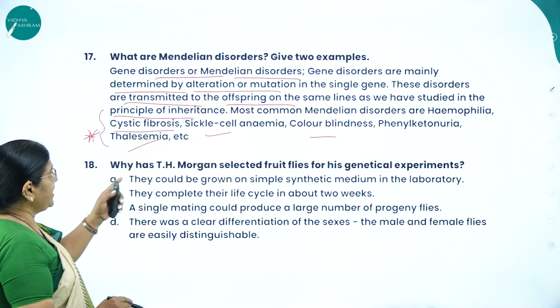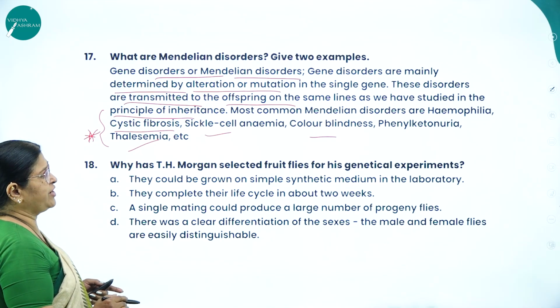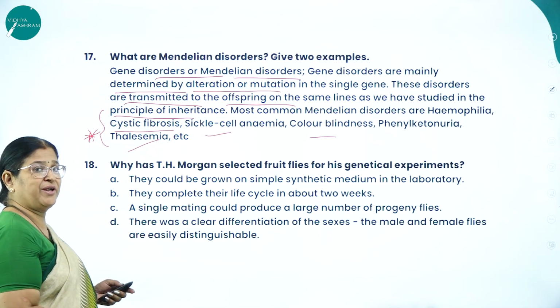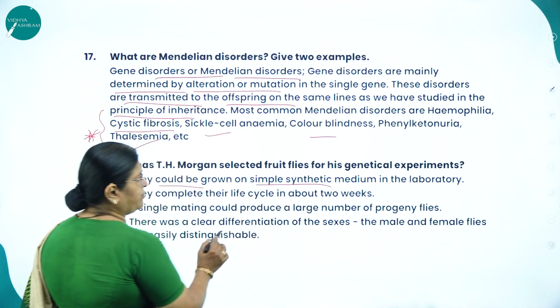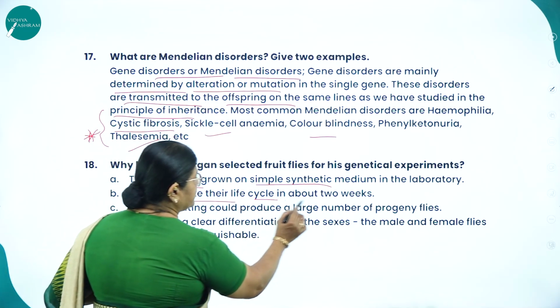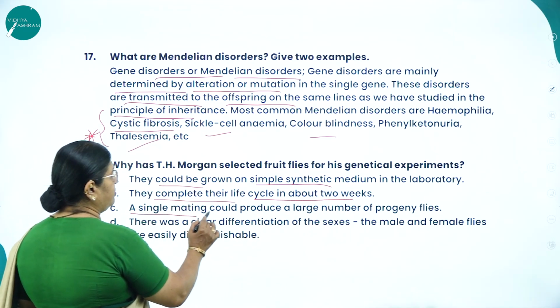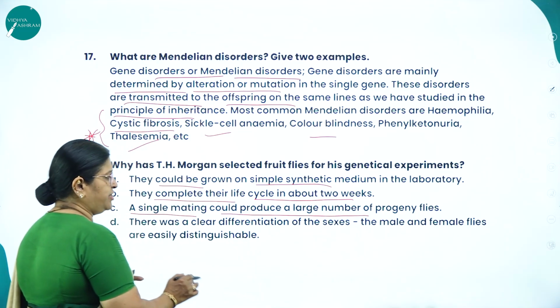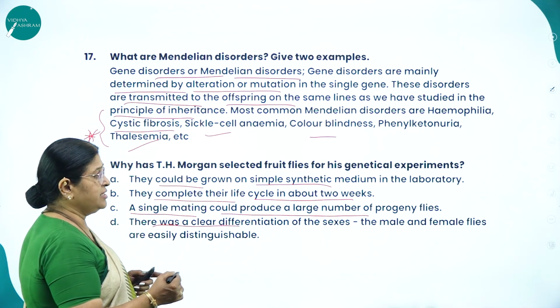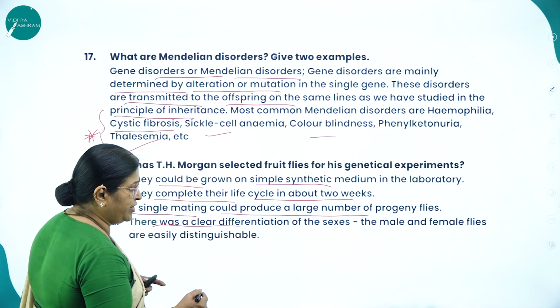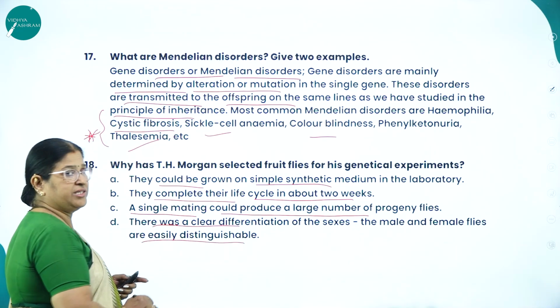Next, why did T.H. Morgan select the fruit fly for his genetical experiment? I already explained in the previous slide. Once again, they could be grown on simple synthetic medium in the laboratory. They complete their life cycle in about 2 weeks. A single mating could produce a large number of progeny flies. There was a clear differentiation of the sexes, that is, sexes are separate. The male and female flies are easily distinguishable.